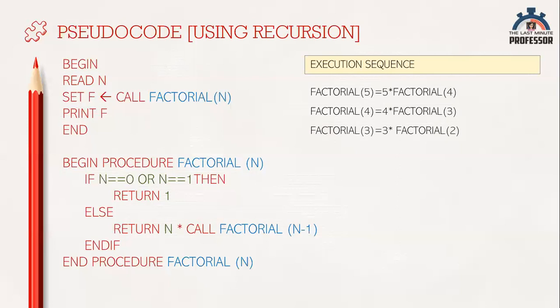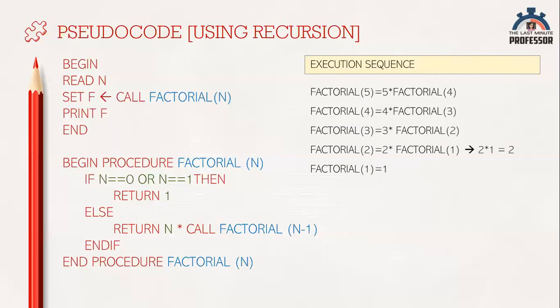So factorial of 2. So now the n value is 2. It is neither 0 nor 1. So else part gets executed. Factorial of 2 is equal to 2 into factorial of 1. So now again the same function gets called. N value is 1 now. So if n value is 1, then return 1. So factorial of 1 is found as 1 and this value gets returned to the previous function call, that is the previous step.